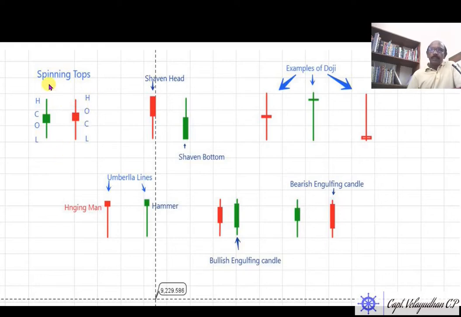These are the spinning top candles. See, the body is small. Bearish candle, bullish candle, but the real body is small. The market opened here, closed here. It made a high here and it made a low here. We will go into this type of candle in detail later.